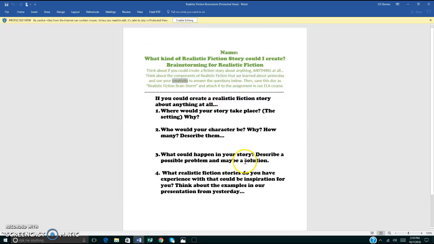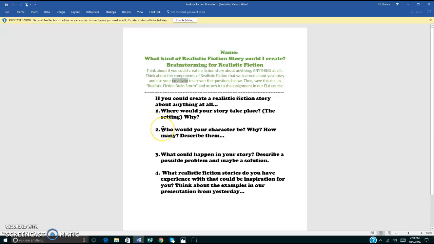After you answer these questions below, save this document as your realistic fiction brainstorm document and attach it to this assignment. So you have 4 questions here that I want you to think about. If you could create a realistic fiction story about anything at all, where would your story take place? What kind of realistic setting would you imagine? And why did you pick this?